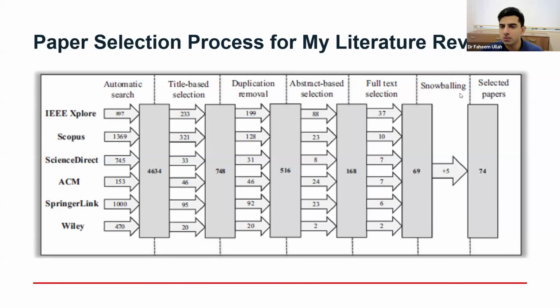And then I did snowballing, and that added 5 more papers. Snowballing means I took these 69 papers and went through their references to see if there was any paper that I had missed. Through that, I identified 5 more papers relevant to my literature review, and I ended up with 74 papers. So this is how I selected papers for my literature review using systematic literature review methodology.